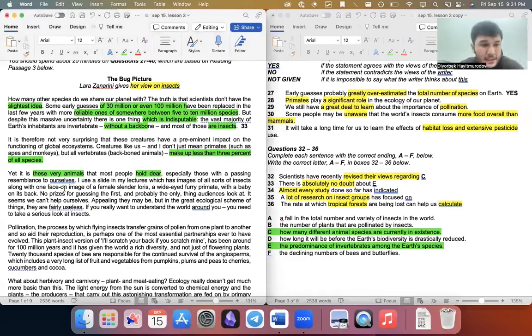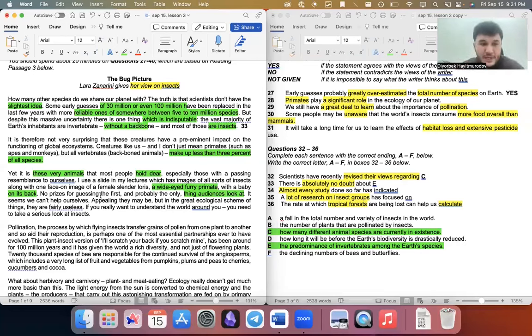Especially those with a passing resemblance to ourselves. I use a slide in my lectures which has images of all sorts of insects, along with a face-on image of a female, a wide-eyed, fully primate, with a baby on its back. No prizes for guessing which is probably the only thing the audience looks at. He has many pictures of insects, but when he has a picture of a primate with a baby on its back, everyone looks at that. It seems we cannot help ourselves.